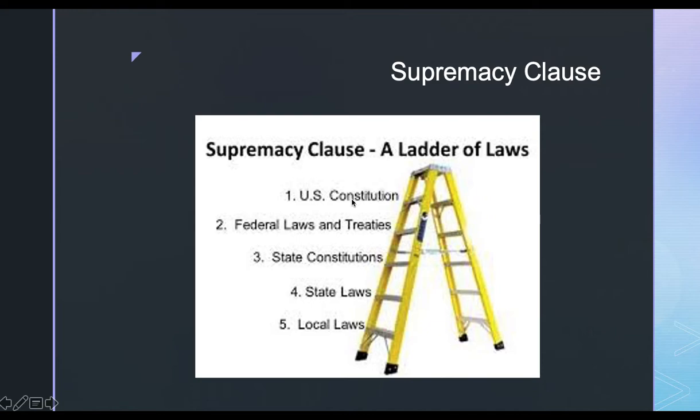U.S. Constitution up top, federal laws and treaties. Number 2, state constitutions. 3, state laws and local. So it's a chain of command, and we've talked about that before. Remember that it runs top down, most powerful to least powerful. All right?